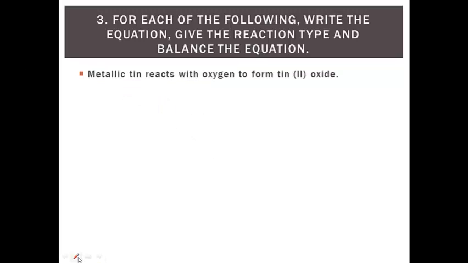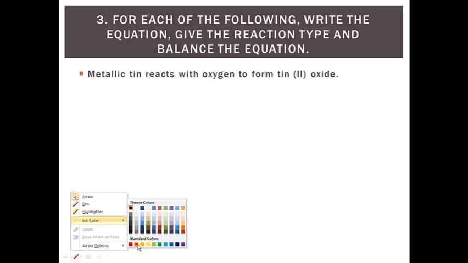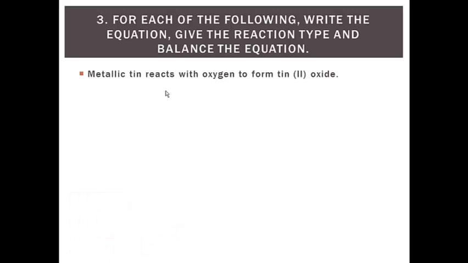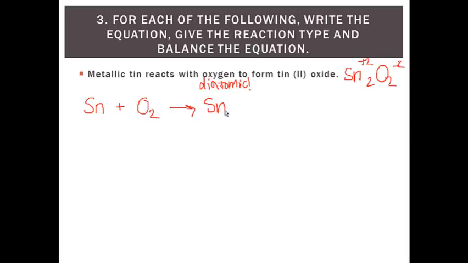Metallic tin reacts with oxygen to form tin(II) oxide. So tin is Sn. We're not going to worry about charge because it's by itself. Oxygen, remember, is one of our diatomics, so it's going to be O2, not just O. And we're going to form tin(II) oxide. So tin plus 2, and the Roman numeral tells me the charge. Oxygen is minus 2, so we crisscross and we just get SnO.